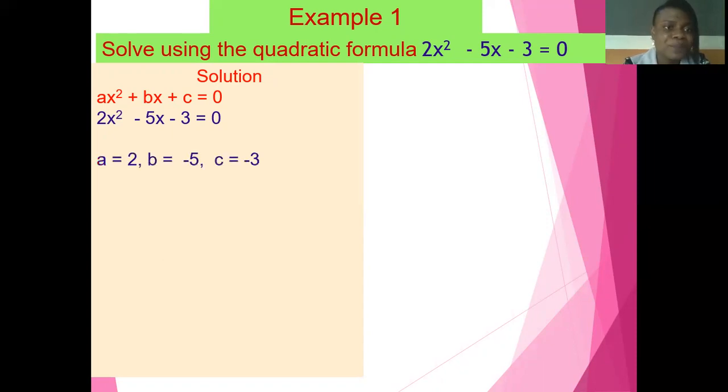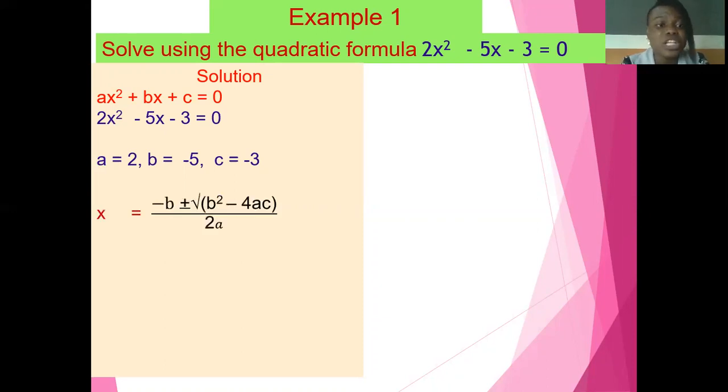A is 2. Now B is not 5. B is minus 5. And C is also not 3. C is minus 3. Be careful with that. That's another place people make mistakes.